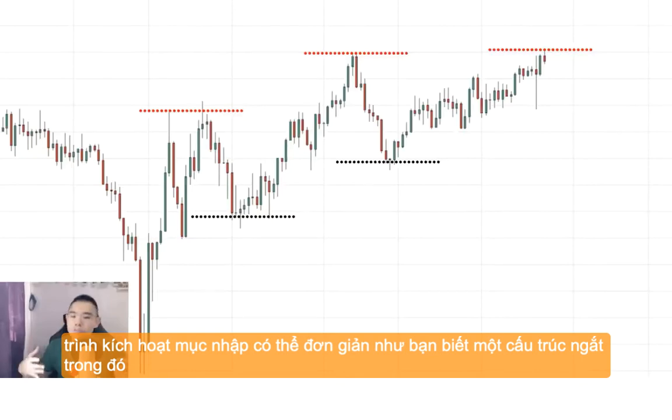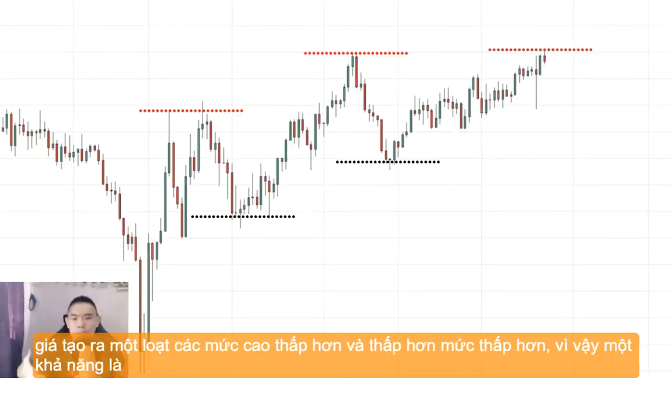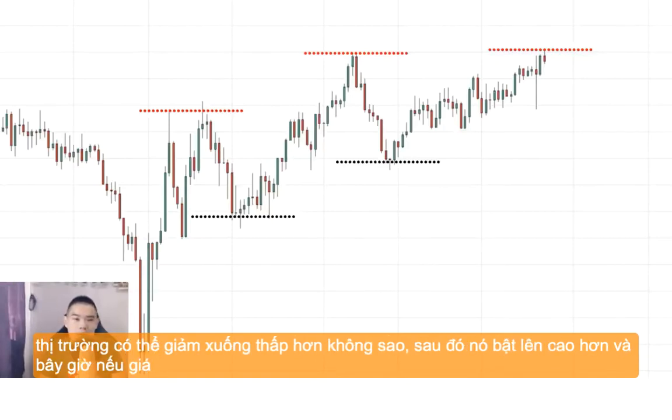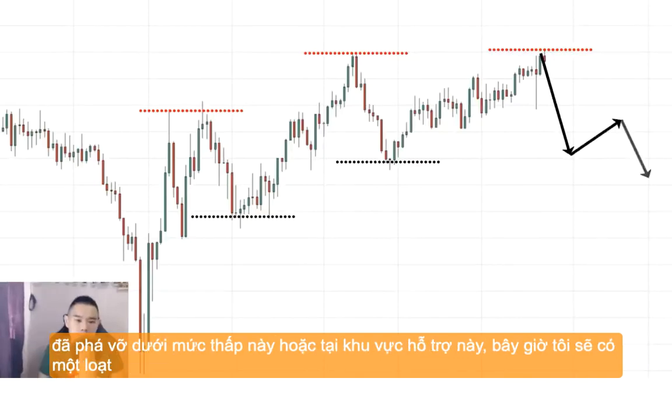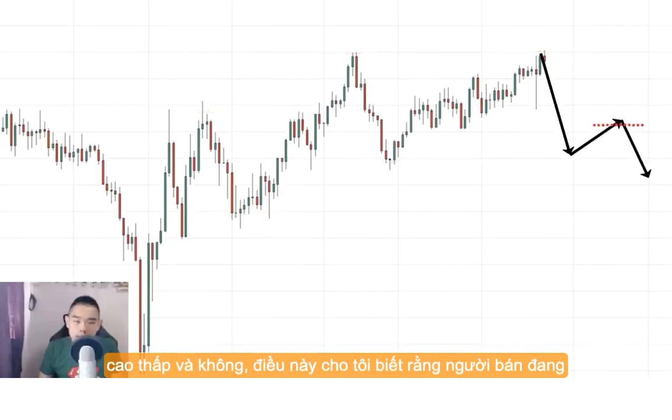And the entry trigger could be as simple as a break of structure where the price makes a series of lower highs and lower lows. So one possibility is that the market could head down lower, okay, then it bounces up higher. And now, if the price were to break below these lows, this area of support, I would now have a series of lower highs and lower lows.